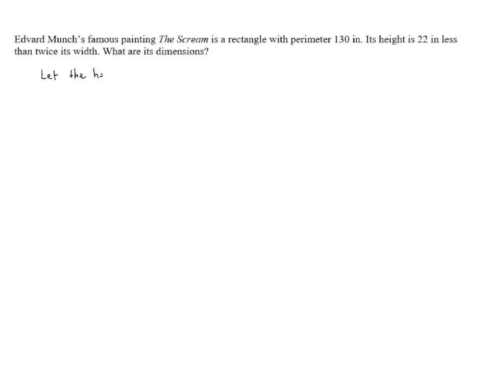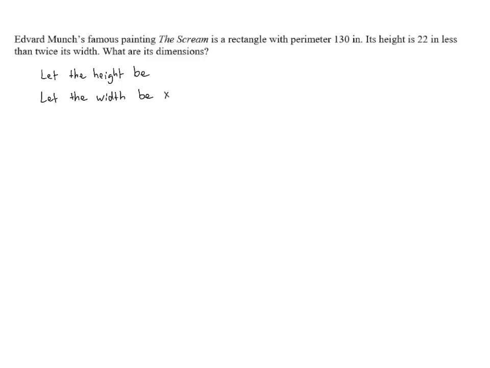Let the height be something, and let the width be something else. Now we're told the height is 22 inches less than twice the width. Because we're told something about the height based on the width, the width is going to be our x.